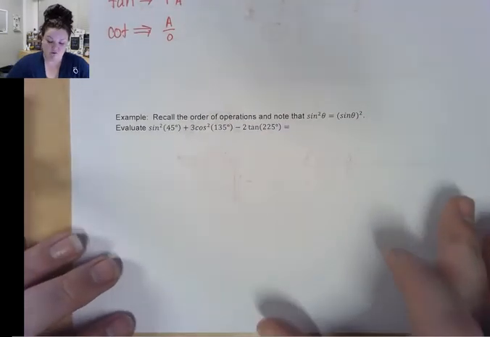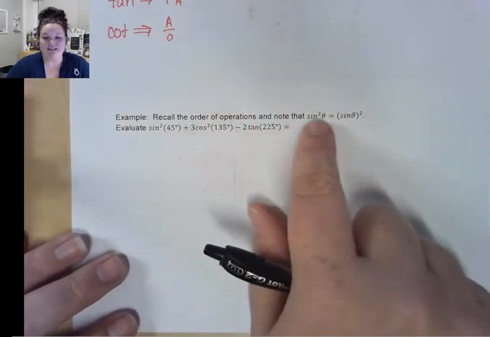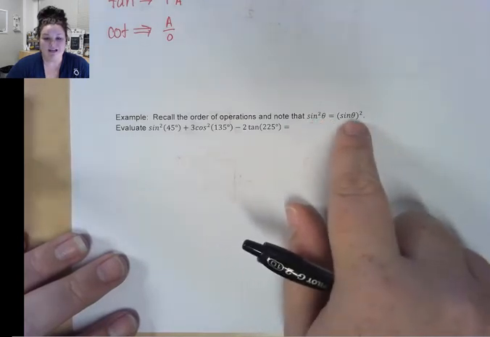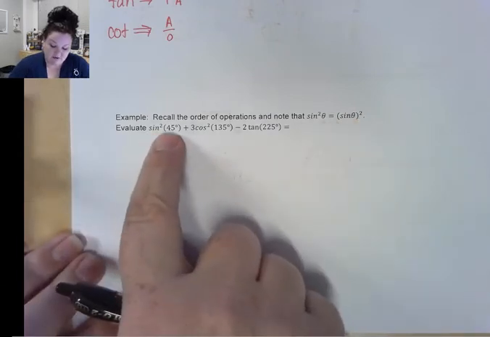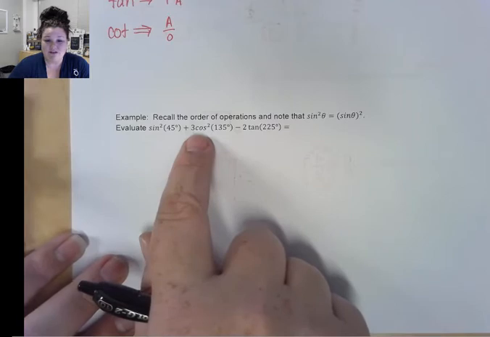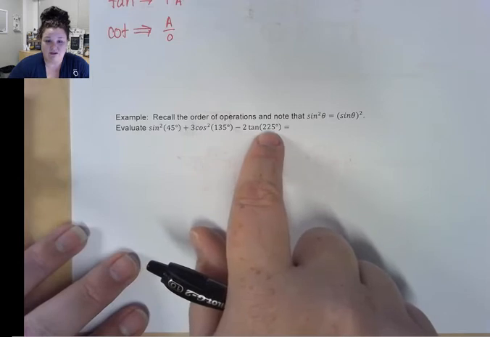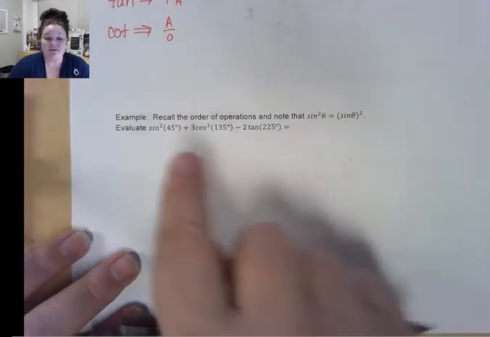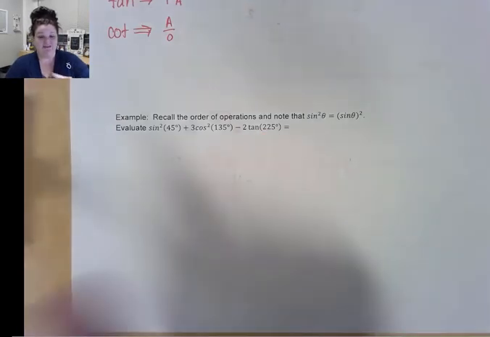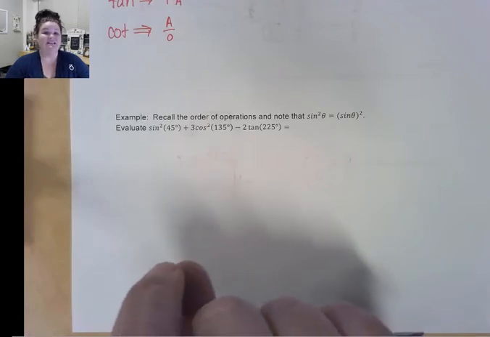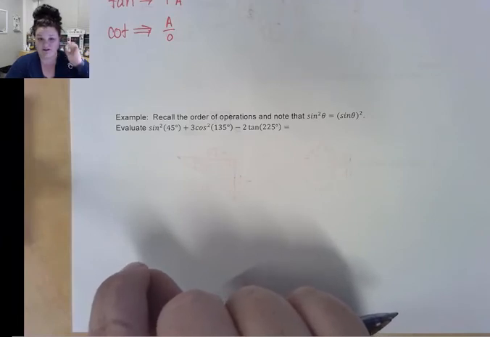So this one says recall the order of operations and note that sine squared theta means the same thing as sine theta squared. Okay, so we want to evaluate sine squared of 45 degrees plus 3 times cosine squared of 135 minus 2 tangent of 225. Ha! So we have 3 different angles we're dealing with. So I'm going to go ahead and draw them so that I can figure out what their reference angle is and see what their reference triangles look like so that we can figure out these function values, okay?